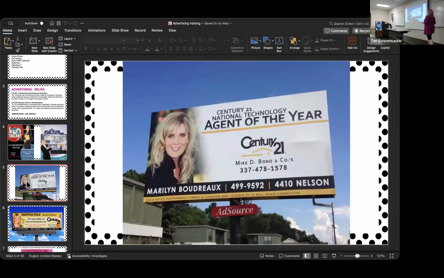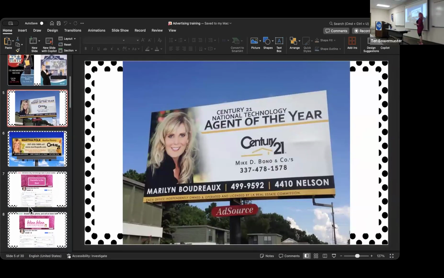These are good examples where the agent had the brokerage info. This is the specific Century 21 office. I'm not sure which one. I'm guessing this might be the office number, and then this is her cell phone and her name. So again, very prominently displayed.